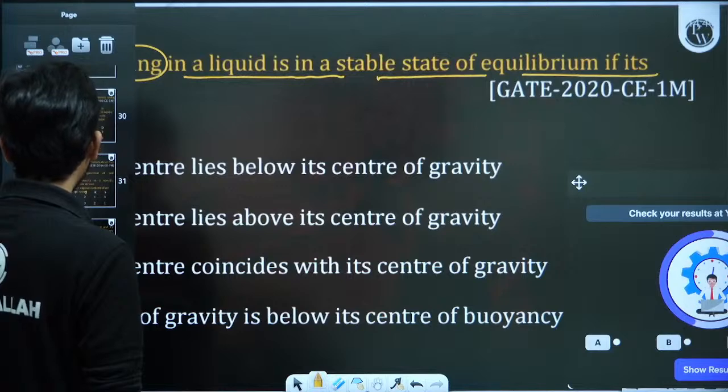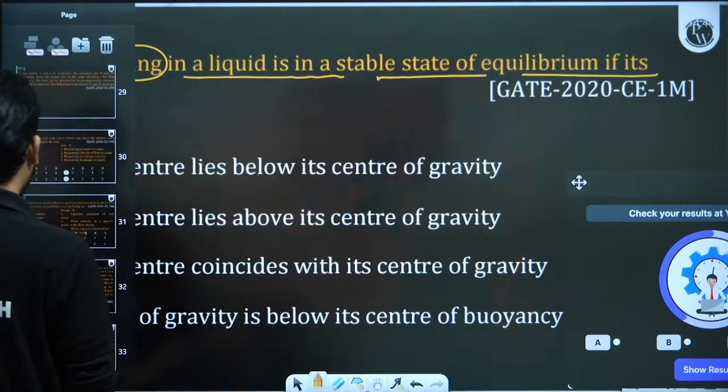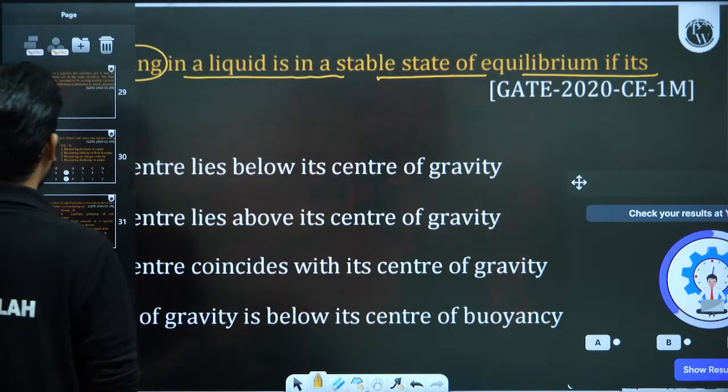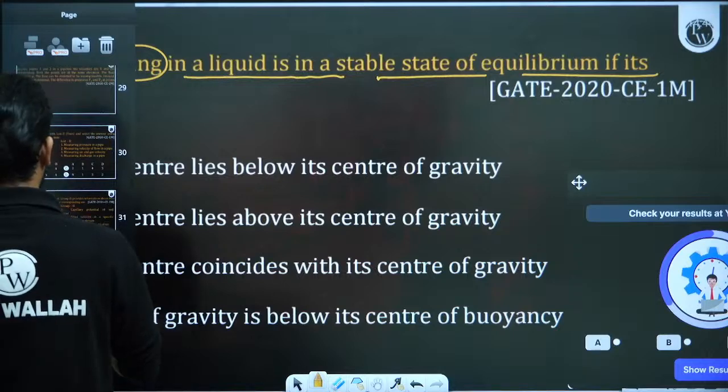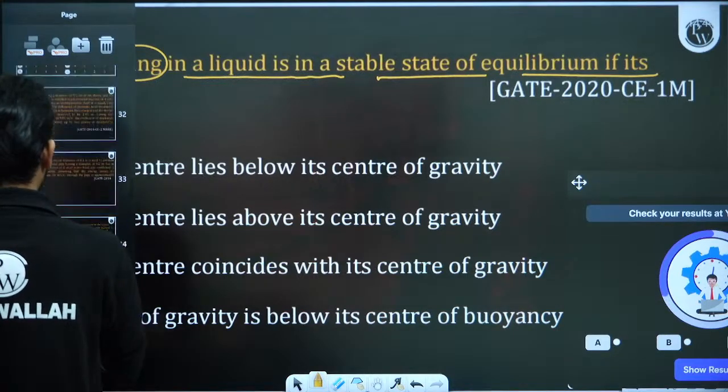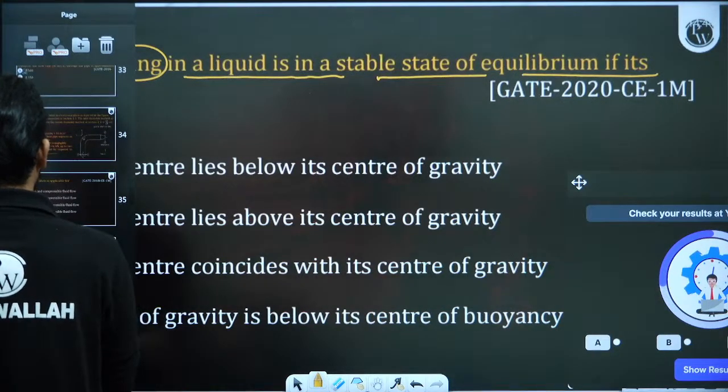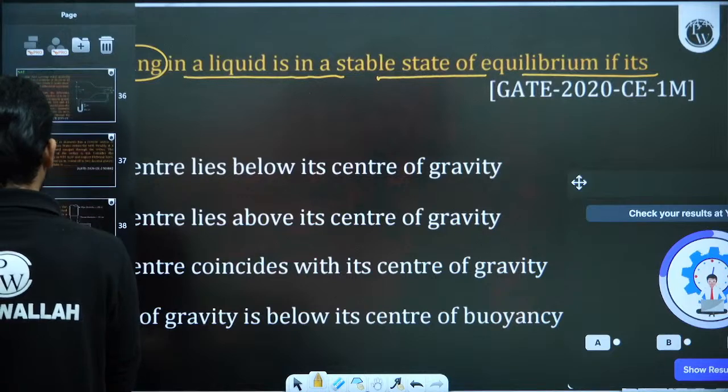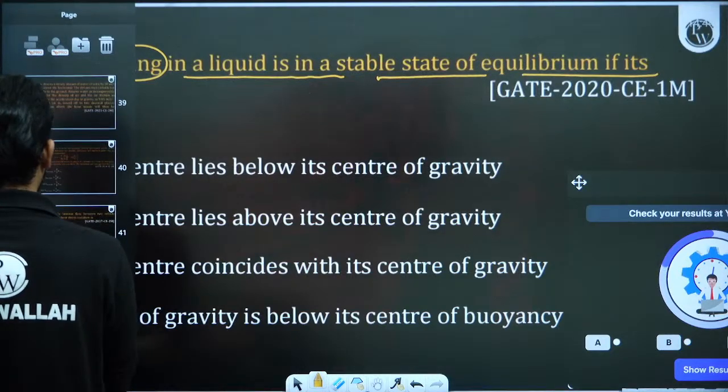In every chapter you will find most of the things numerical. 1 or 2 questions may be theoretical, but mostly questions are numerical.